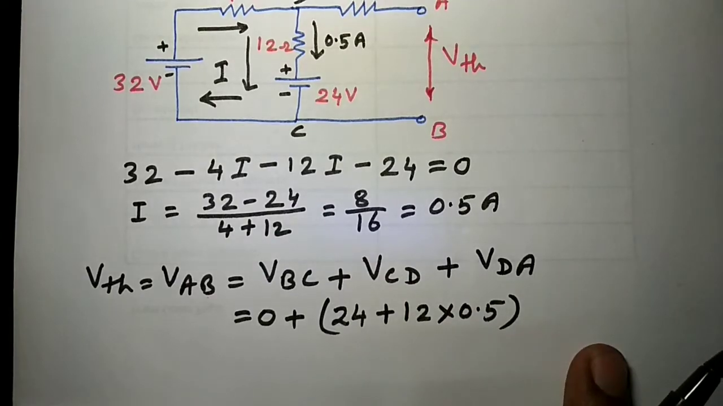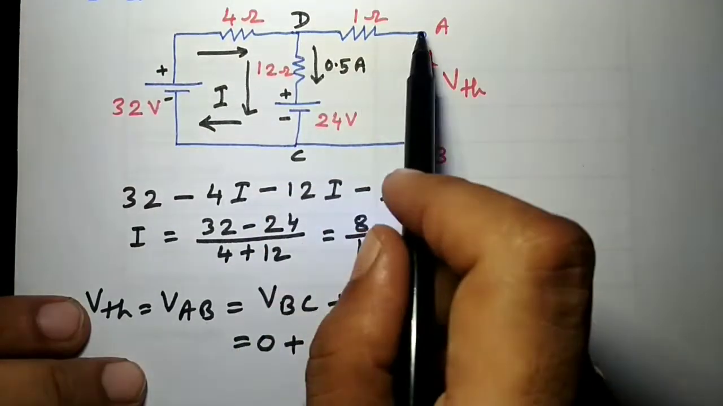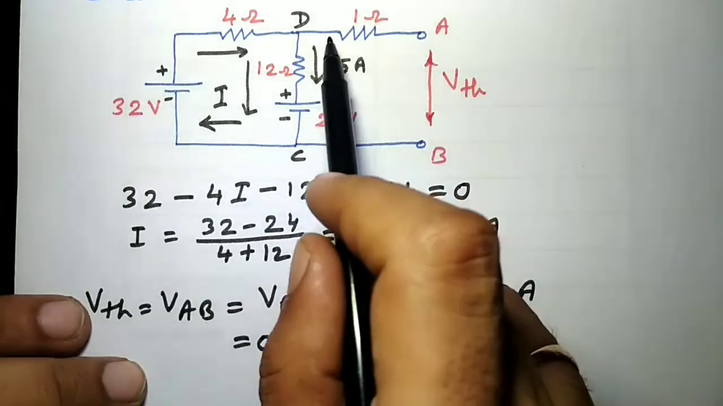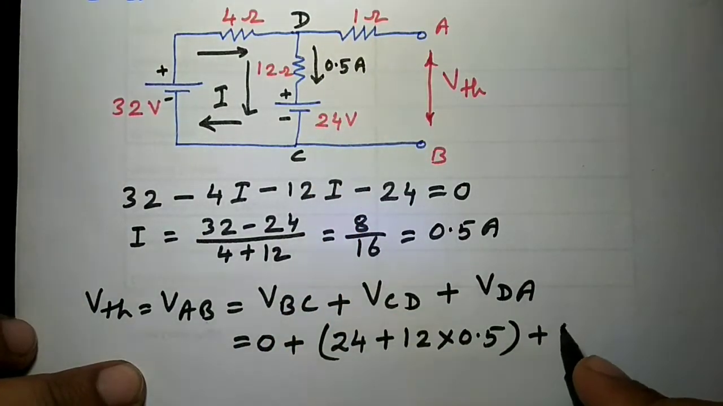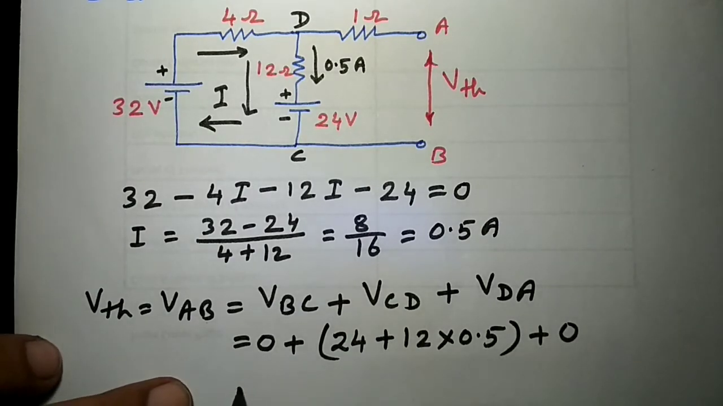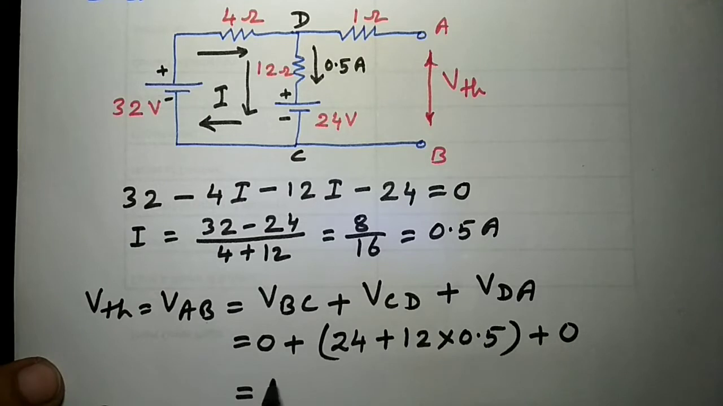And now the voltage across D and A, again it will be 0 because no current will flow through this resistance. So it is 0. So after solving, the value of VTH will be 30 volt.